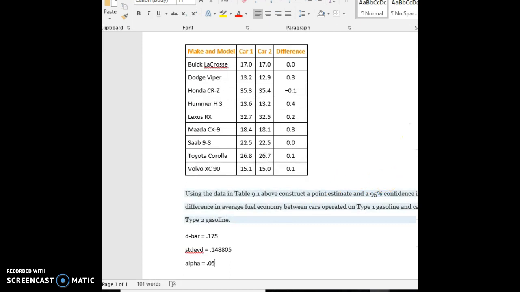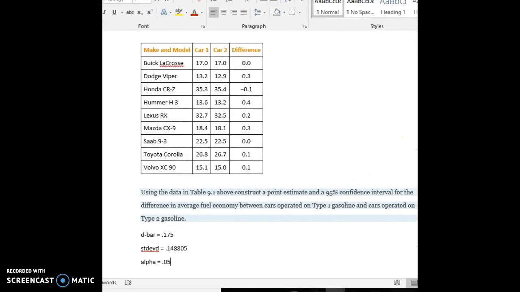Okay, so now if we go back to our Word document, D bar is 0.175. The standard deviation of the difference is 0.148805. Alpha is 0.05, but remember, we need to do alpha divided by 2 for our confidence interval, which is going to give us 0.025. Now, this is a small sample. We have 9 in our sample, so our degrees of freedom are 9 minus 1. So there are 8 degrees of freedom.